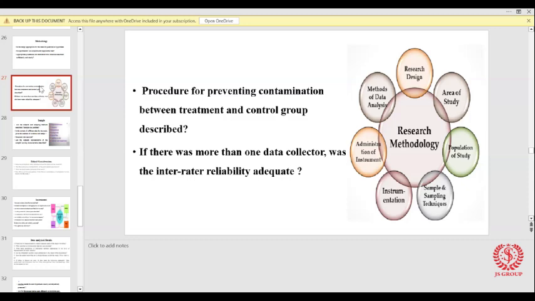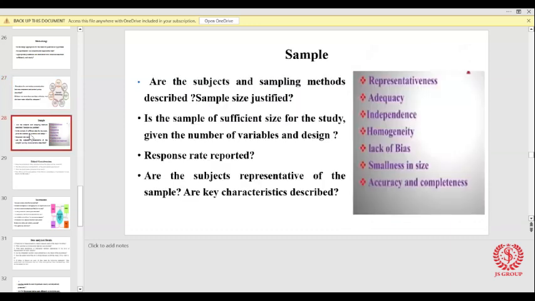If there was more than one data collector, was the inter-rater reliability adequate? We know test-retest, inter-rater, then split-half technique and all. But it is about more than one data collector, not investigator. The investigator may be one, but the data collectors may be many persons. So if they are assigning more than one data collector, inter-rater reliability should be adequate, 0.7 to 0.9, it should be there. Reliability should be adequate. Then the next one is sample.